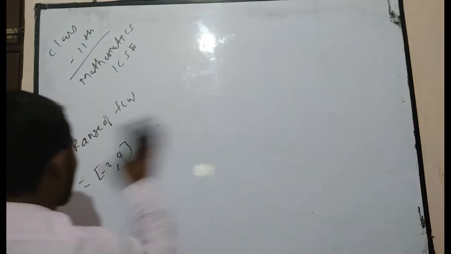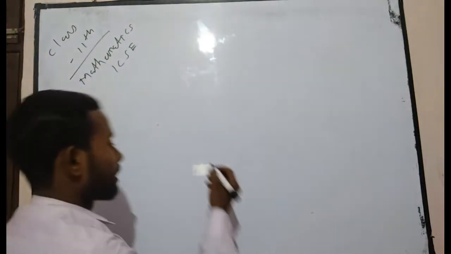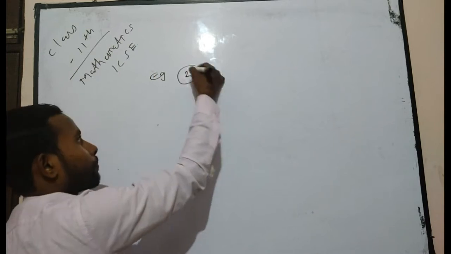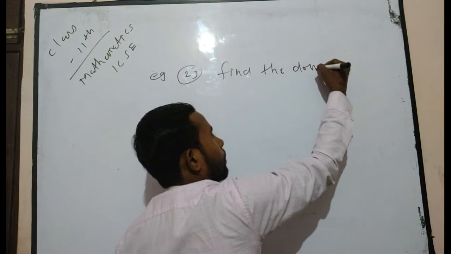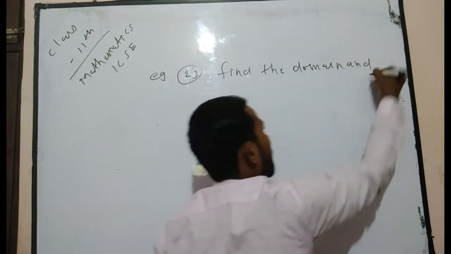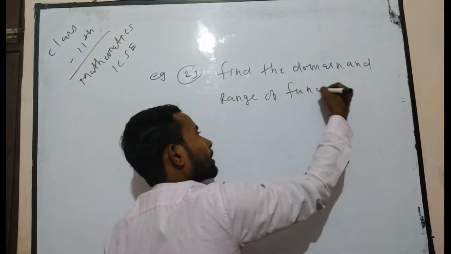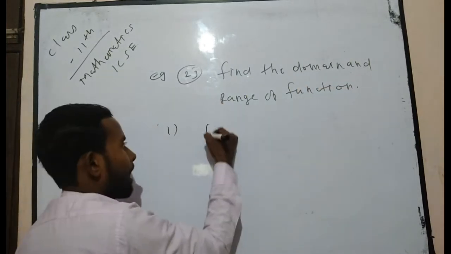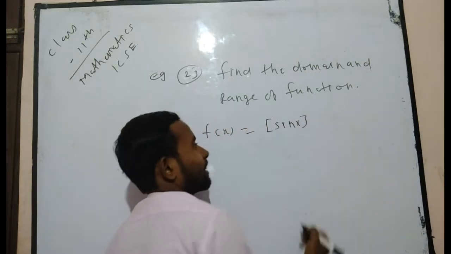In the next question, it is given: find the domain and range of the following function. Example 23. Find the domain and range of the function. First will be f(x) is equal to the greatest integer function of sin x.